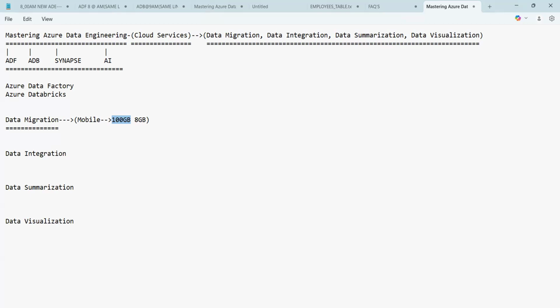Now, tell me everyone, when the mobile phone is lost, we'll be losing the whole data or not? Yes, guys, please tell me. Everyone, when the mobile phone is lost, we'll be losing the data or not? Everyone, please respond.